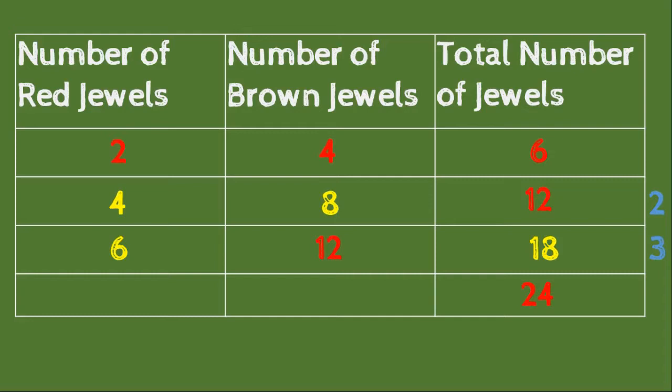All we have to do, again, is look at the first row, and the total number of jewels is 6, but we need to figure out for 24. We only need to figure out how much we need to multiply 6 times to get 24. In this case, 6 times 4 equals 24. And that is our magic number. All we have to do now is multiply 2 times 4, which equals 12, and 4 times 4, which equals 16. And we have filled out our table.